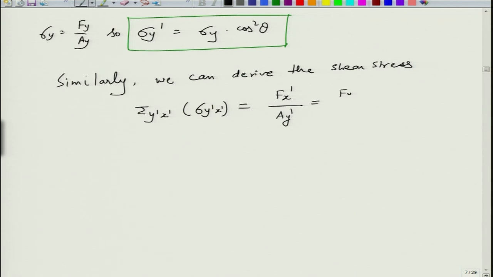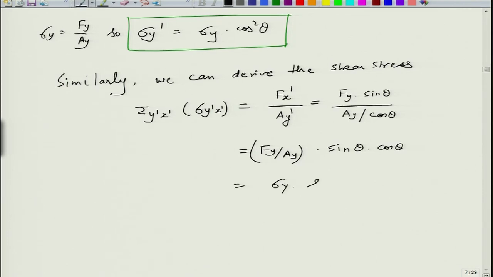and this is equal to Fx prime, this will become Fy into sin theta, and this will become Ay divided by cos theta, and in this case it becomes essentially Fy divided by Ay into sin theta into cos theta. So this is sigma y into sin theta cos theta.